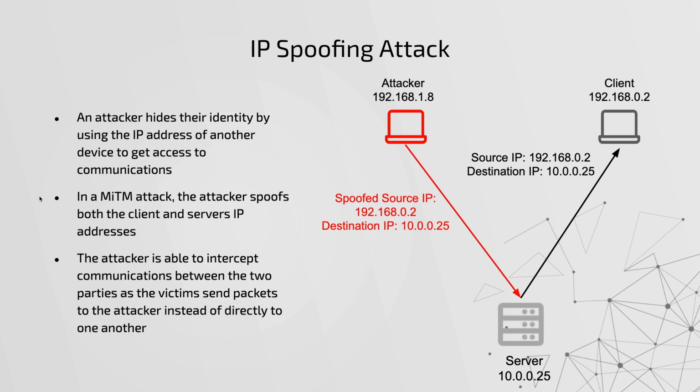As can be seen in this diagram to the right-hand side, the spoof source IP coming from the attacker is actually the IP of the client. The attacker is able to covertly intercept communications between the two parties as the victims send packets to the attacker instead of directly to one another.